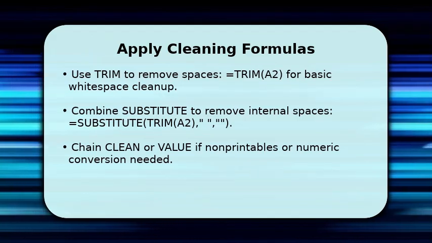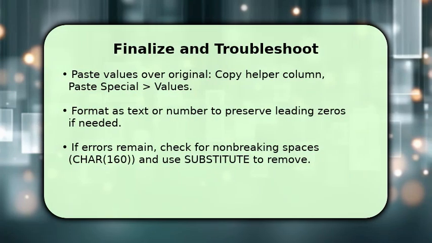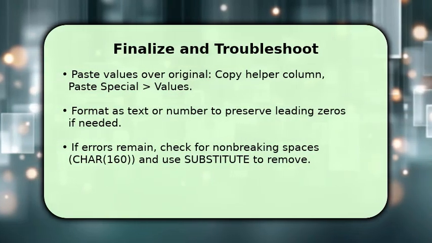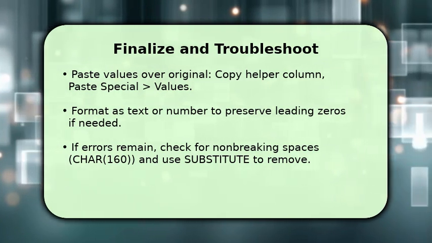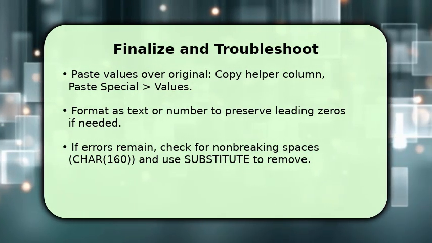To finish, select the cleaned helper column, copy, then paste special values onto the original column so formulas are replaced with fixed numbers. Make sure to set cell format: Text if numbers have leading zeros, Number if you want numeric type.